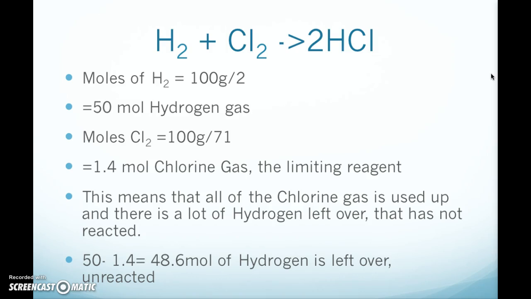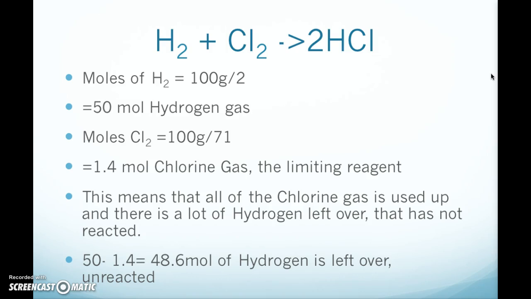Then you'd have to work out the moles of chlorine. So the moles of chlorine gas is 100 grams, because you're given 100 grams, divided by 71, because that's the molar mass of chlorine gas that we got from the periodic table. And that equals 1.4 moles of chlorine gas. So that's a lot less. You've got a lot less of the chlorine gas than you do of the hydrogen gas. You've got well too much hydrogen gas.